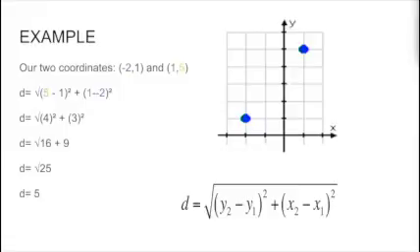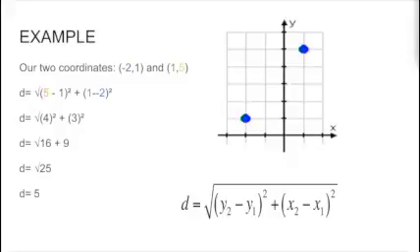Let's look over an example. In this equation, our 2 points are -2, 1, and 1, 5. Now, let's plug in our points. The y2 in this case is 5 because it is the y-coordinate in the second point. The y1 is 1 because it is the y-coordinate in the first point. The x2 is 1 because it is the x-coordinate in the second point, and the x1 is -2 because it is the x-coordinate in the first point.